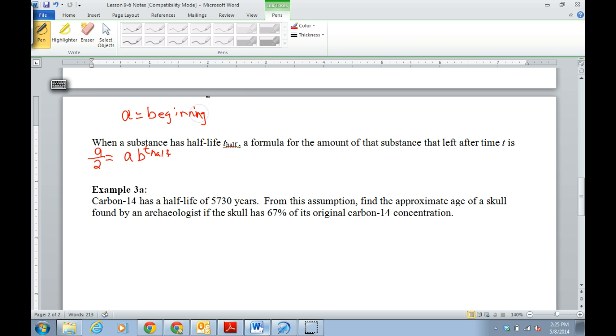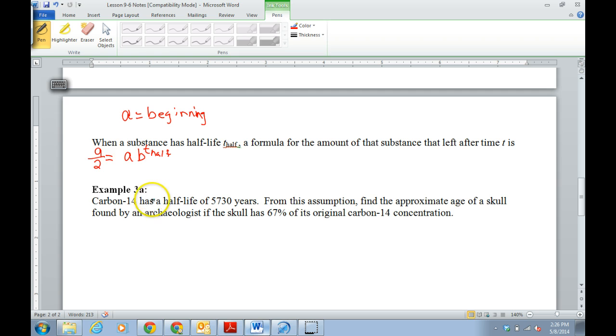So A is your beginning amount. So we're trying to find out when it is half that amount. So that's why we're dividing by 2. What's b? Okay, b is the ratio that you're using. Okay, t is the time when it is half-life. Okay? So, we want to know when it is exactly half.